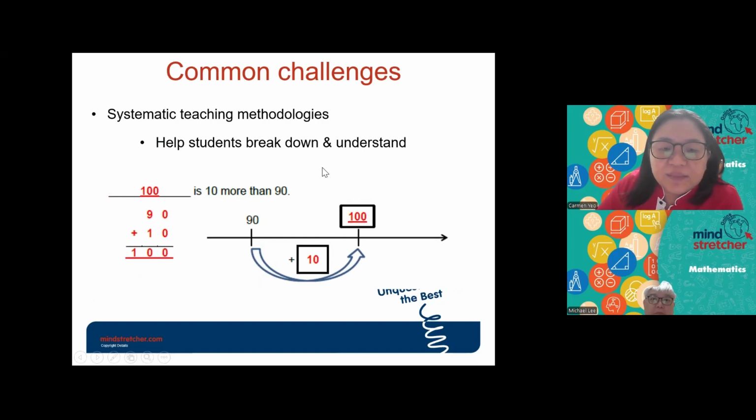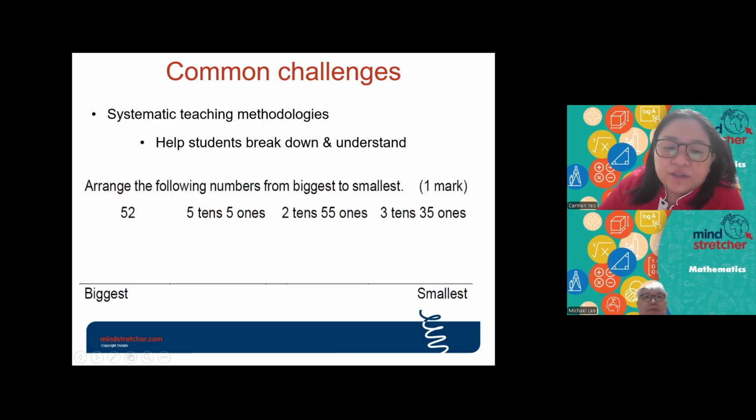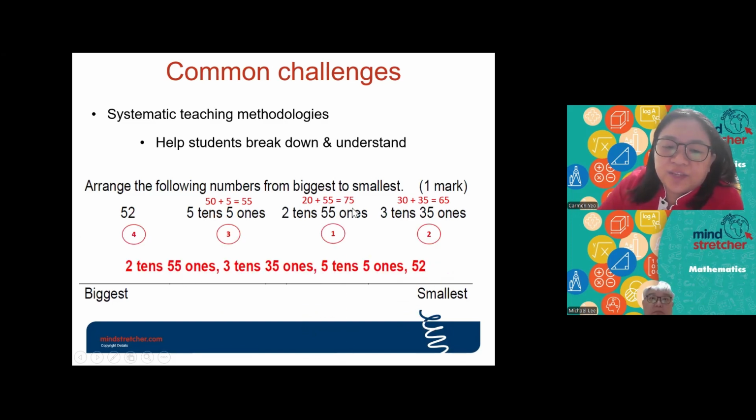Yes, so this is the systematic teaching methodology. So one of the methods would be the bar model method that I use to help students break down and understand. It could also be drawing using a number line. Draw 90 first, 10 more means a number on the right. Okay, so draw an arrow, go to the right. Okay, so we're supposed to add these two numbers. Okay, so this one, the same question, right? So we will teach them to do the annotation first, then arrange the numbers.